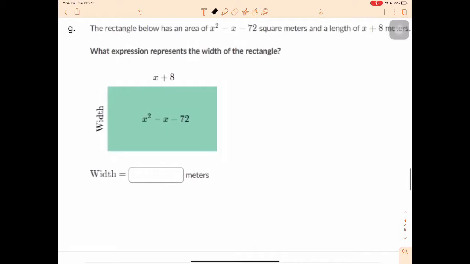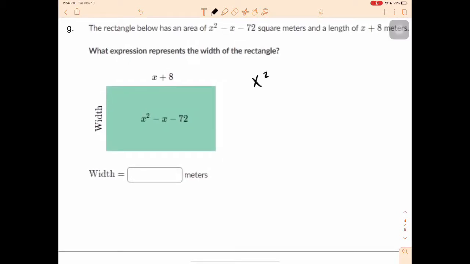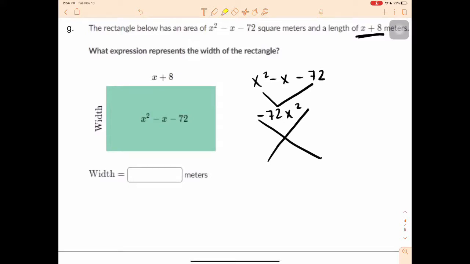Okay, so now this one says the rectangle below has an area of x squared minus x minus 72. And we know that one of the factors is x plus 8. So it's talking about the length of one of the sides there. Okay, so if we have x squared minus x minus 72, let's go ahead and take a look here. If we multiply these two together, we're going to get negative 72x squared. Put a little diamond here. We know that the red is what comes over. So a negative x is a negative 1x. Okay, that's what it is there. So now I know I need to multiply to negative 72x squared, and I need to add to negative 1x.